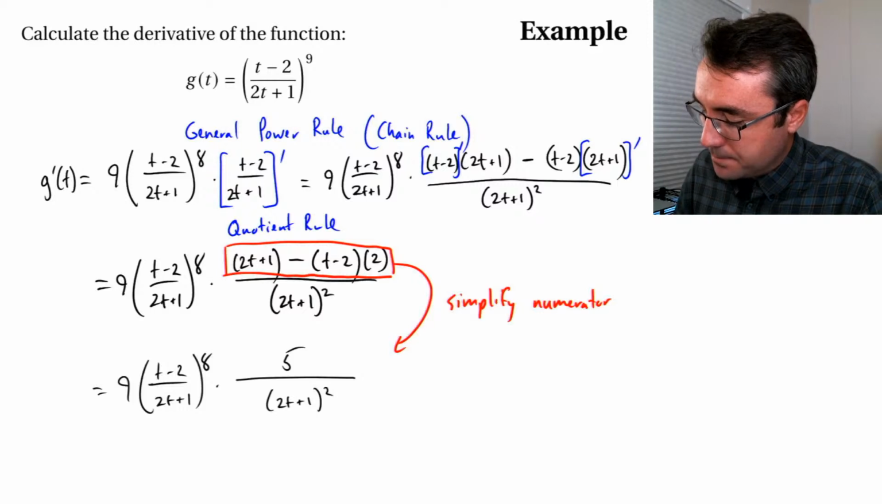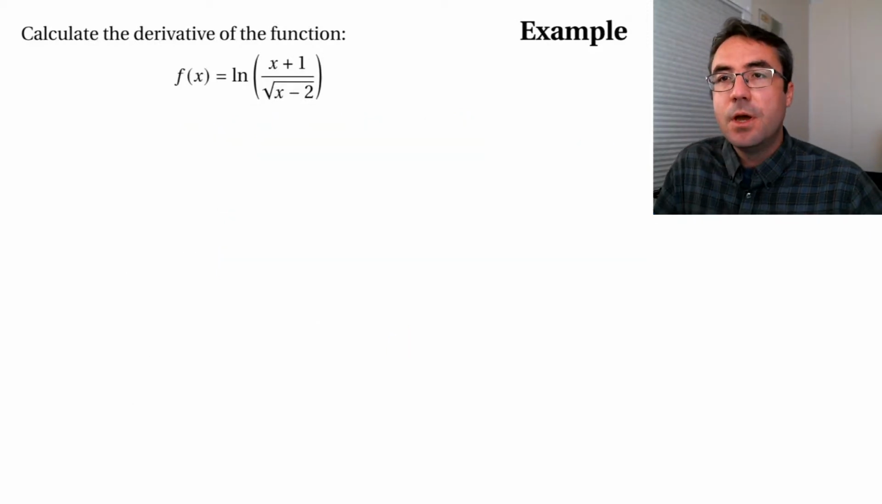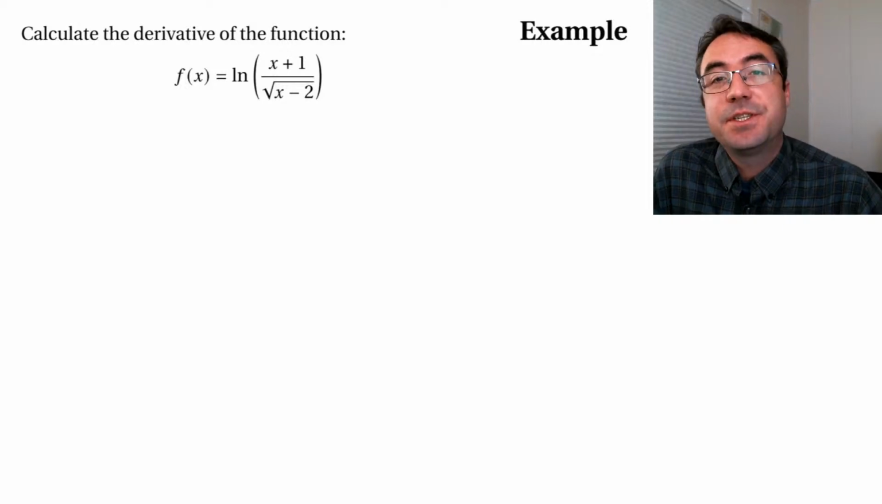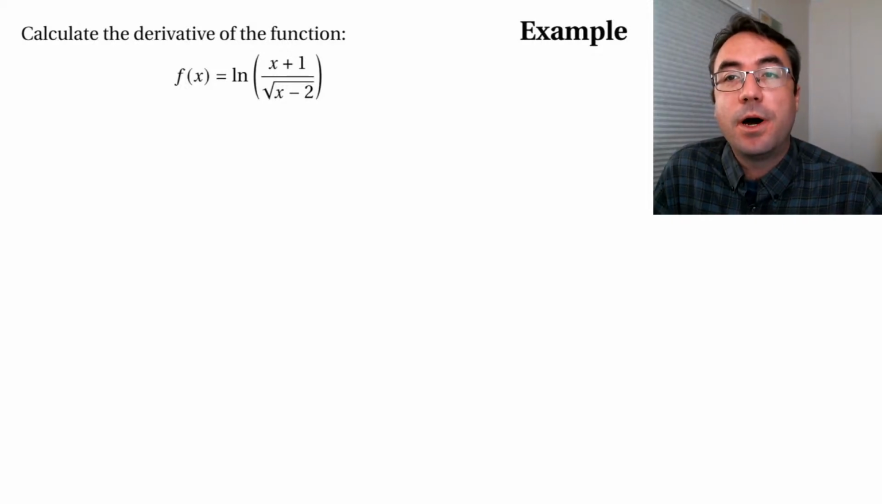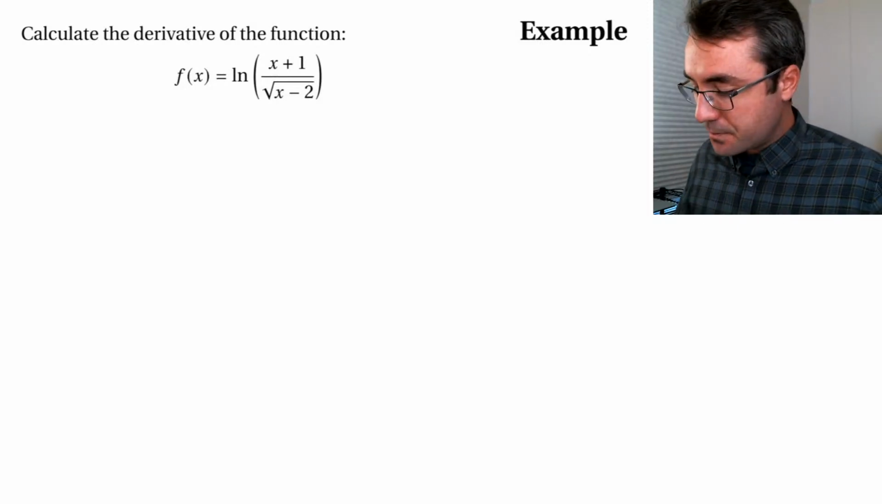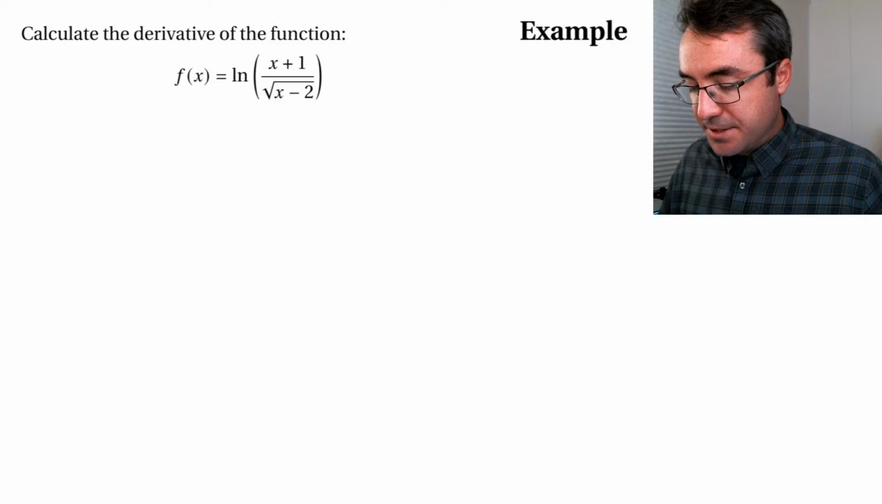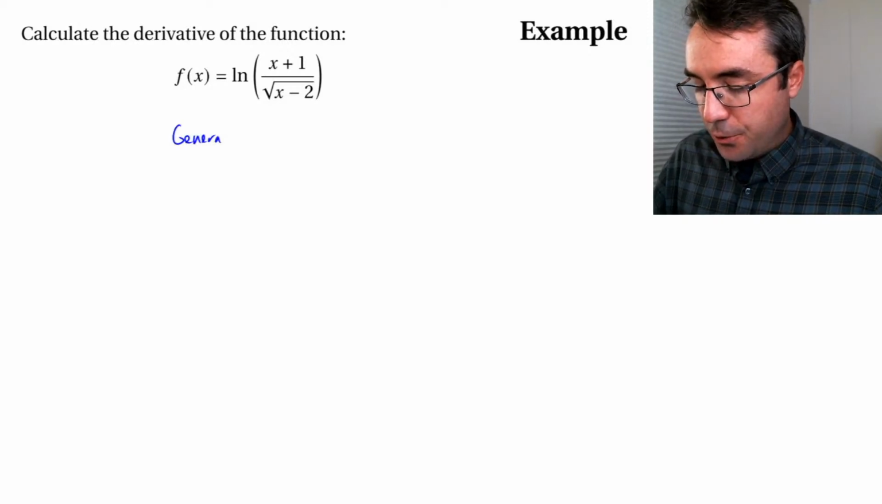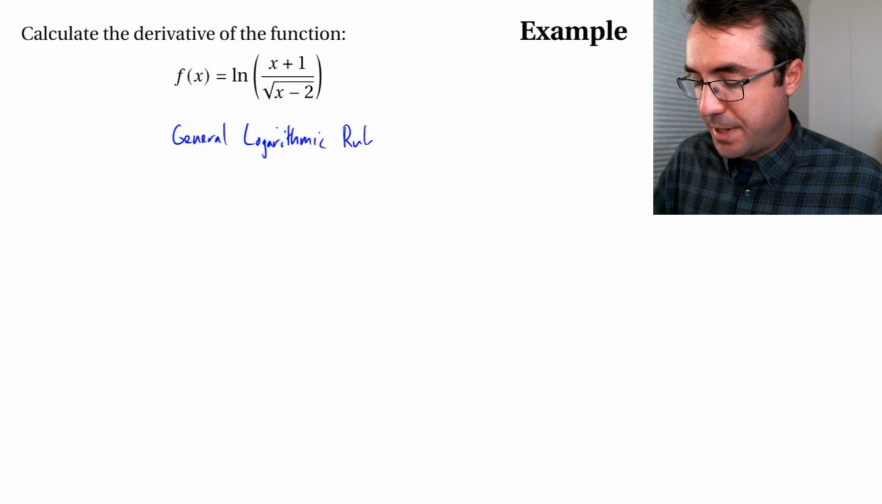Let's look at one more. We're going to do the derivative of this function, which is the natural log of x plus 1 over the square root of x minus 2. And so when we look at this, we see that the very last thing we do is a log function. So we would have to use the general logarithmic rule. Really just a special case of the chain rule again.